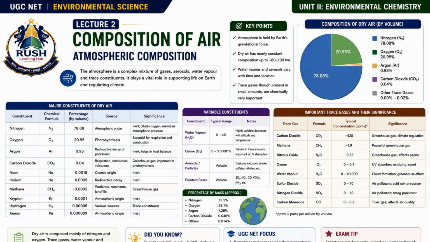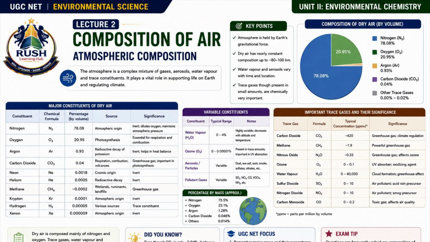The fourth is sulfur dioxide, represented by SO2. Sulfur dioxide contributes to acid rain formation and atmospheric particulate matter. The fifth is nitrogen dioxide, represented by NO2. Nitrogen dioxide participates in photochemical smog formation and atmospheric oxidation reactions. The sixth is carbon monoxide, represented by CO. Carbon monoxide is a toxic gas produced by incomplete combustion of fuels. It affects air quality and human health.